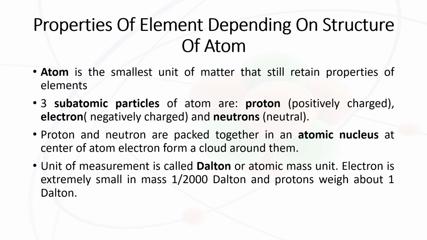Protons and neutrons are packed together tightly in a dense core, the atomic nucleus, at the center of an atom. Protons give the nucleus a positive charge. The unit of measurement is called the Dalton or atomic mass unit. A Dalton is equal to one atomic mass unit, or AMU. An electron is extremely small in mass and a proton weighs about 1 Dalton.